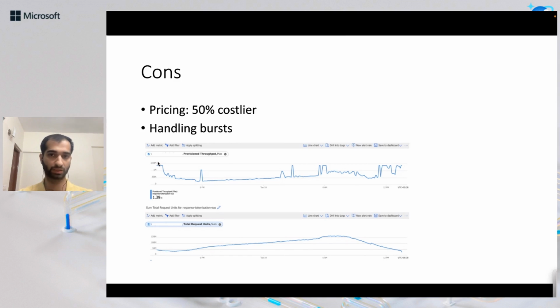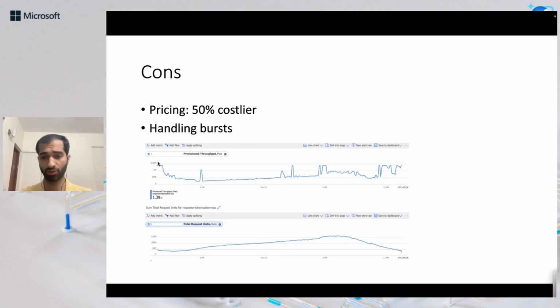Then another issue with this Azure Autoscaler is that it is not good at handling bursts. We have actually seen in production that, first of all, when there is a burst in traffic, it will take some time to react, and there will be some throttling at the beginning. Then at the end of the burst, we have also seen that it will take some time to scale down. So we end up paying extra, and both situations are not good.